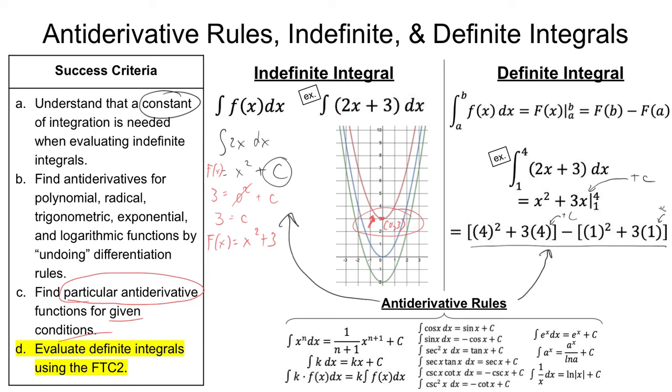Okay, so just to recap the differences between indefinite and definite integrals: indefinite integrals give functions, specifically the antiderivative function. When you do a definite integral, you get a change in y of the antiderivative function f of x. So one gives a function, the other gives a numerical value. Just know the difference between the two conceptually.